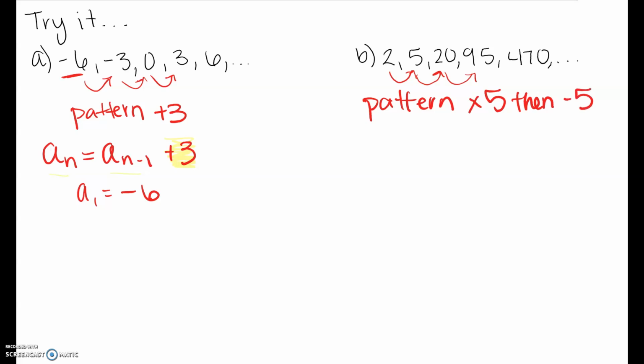Okay, so again, remember we can just go ahead and put a of n equals a of n minus 1 and a of 1. That's always going to be there when you have your recursive formulas. And then what we add is the pattern. So we take the previous term and times it by 5, and then we subtract 5. And the first term was 2.